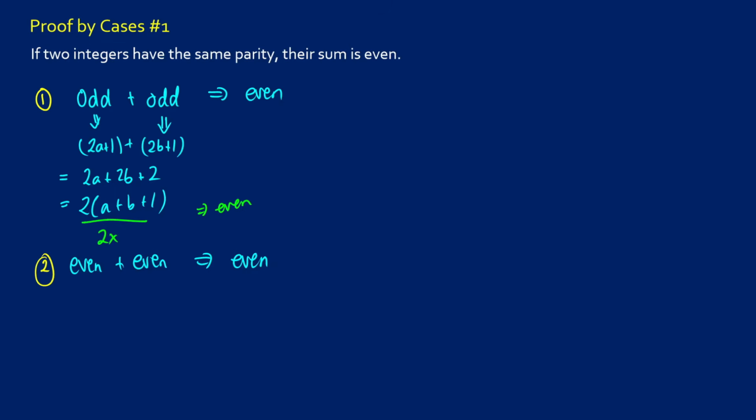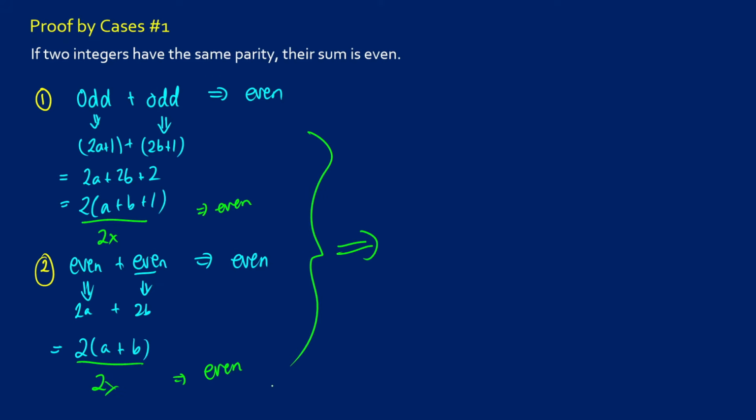But what about the even case? Well, let's assume our first even number is of the form 2a, the second even number is of the form 2b. If we add these together, we can factor out a 2, and have that be 2 times (a plus b). This is of the form 2 times x, therefore this is even. So because both of our cases came out to be even, we can claim that the entire thing is true. If two integers have the same parity, yes, the sum is even, and the proof is complete.